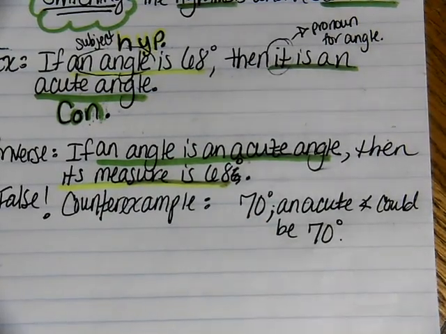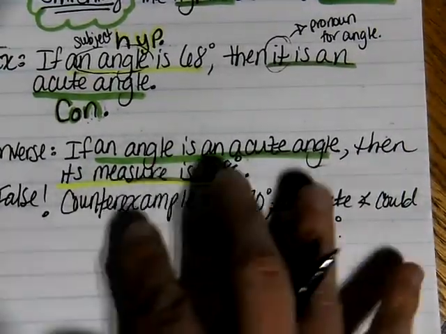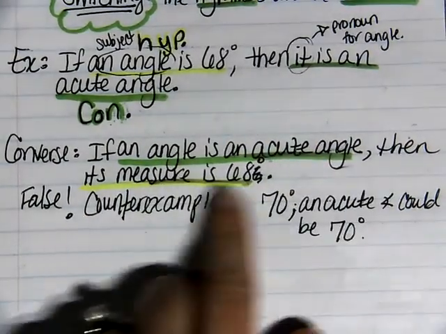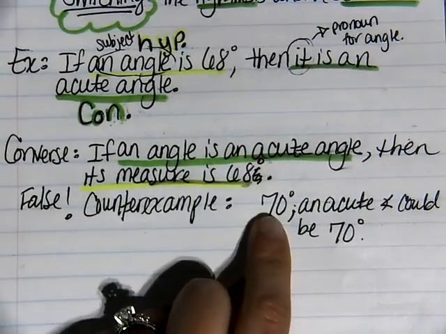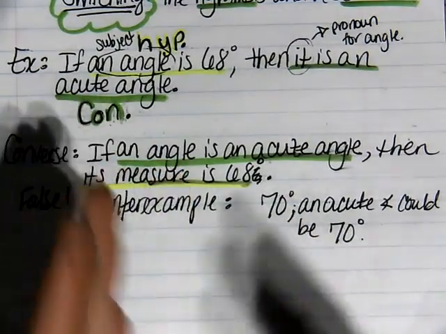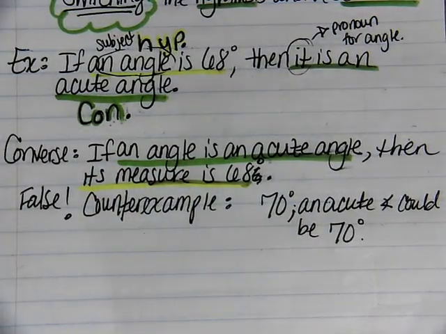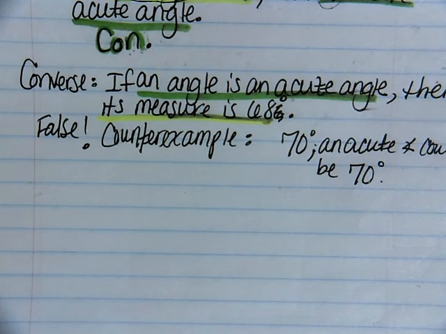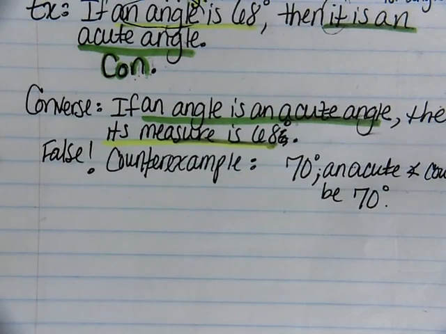Maybe you were thinking in your head a different number. That's a great number. All you need is one. One counterexample to say that if an angle is an acute angle, then its measure is not necessarily 68. It could be any degree between 0 and 90. That's really what this statement should say. But because we're just working with converses or reversing our statement, that's all that we would say. So please, please, please be careful whenever you are writing converse statements.